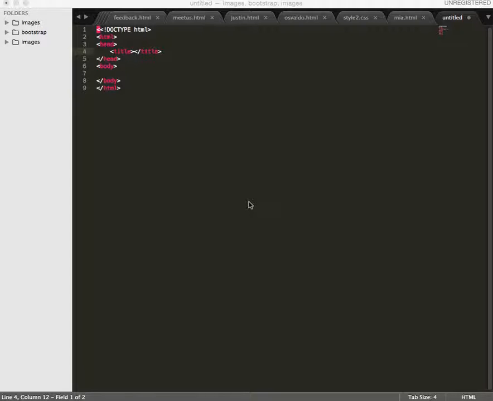So, today is going to be a brief overview of what we will be learning over the next 5 weeks. You may be asking, what is HTML? HTML stands for Hypertext Markup Language. And that's what HTML is. It's a markup language that programs web pages.